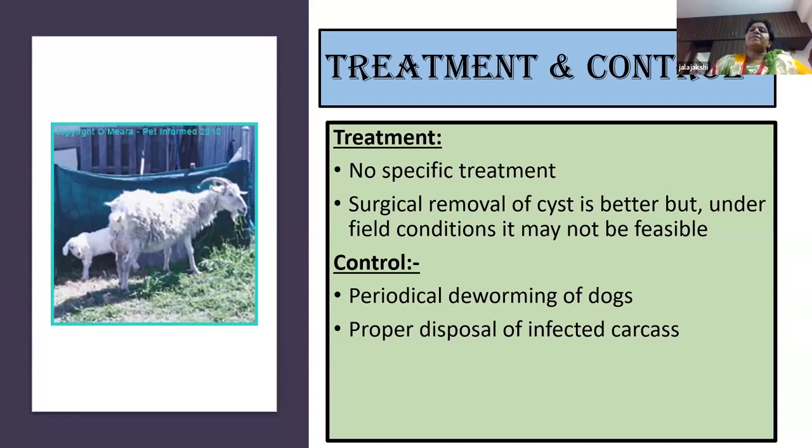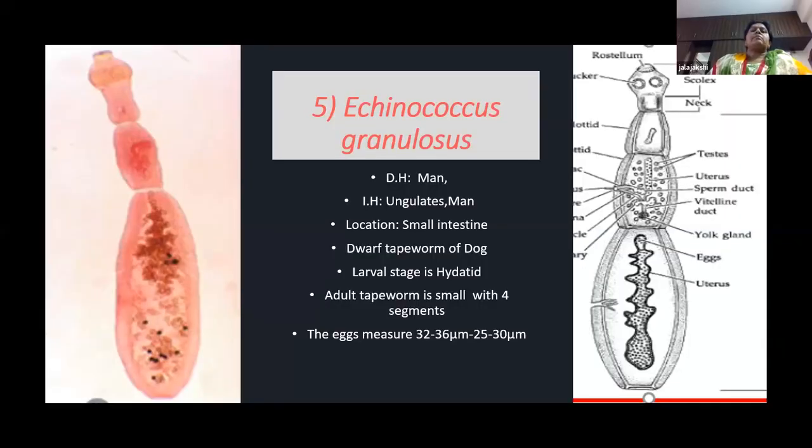Deworming of all sheep along with stray dogs in the case of sheep flocks, and proper disposal of infected carcasses are the control measures to be followed for the control of these infections. Next important tapeworm is Echinococcus granulosus.